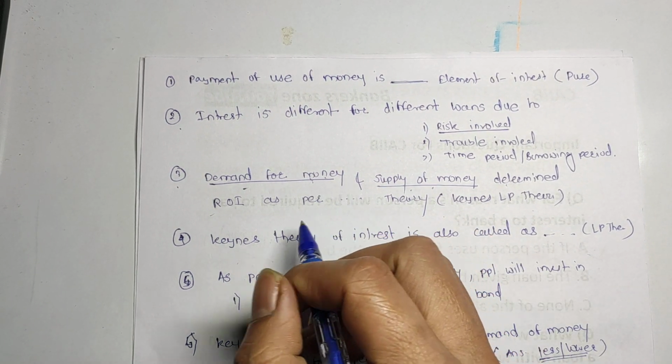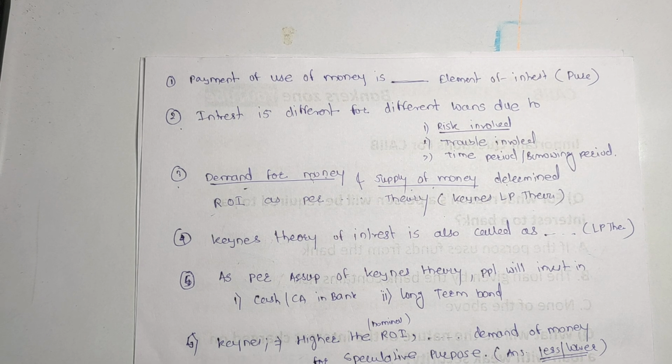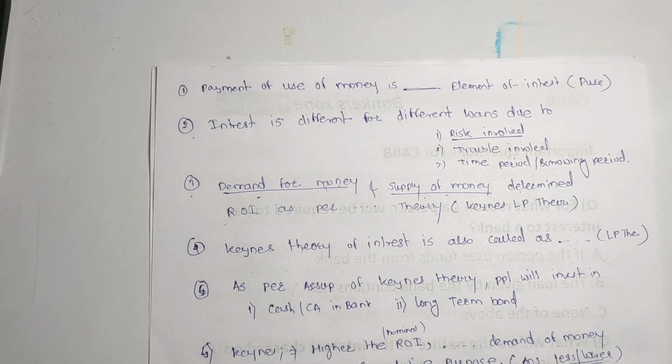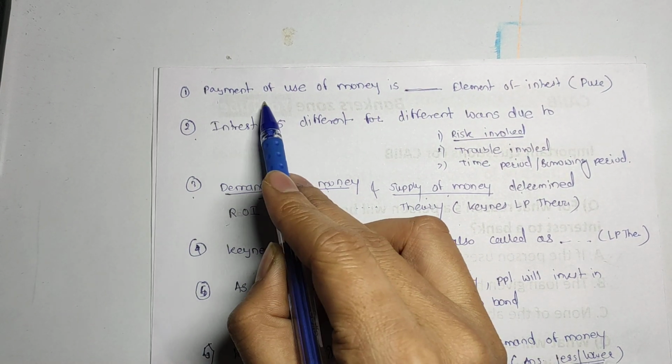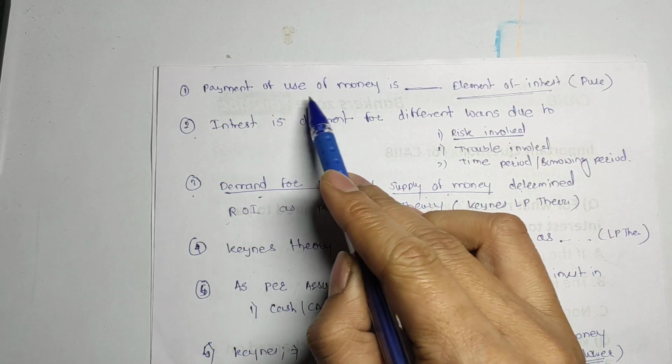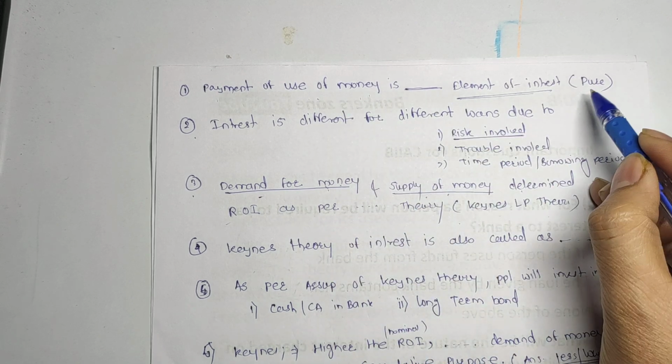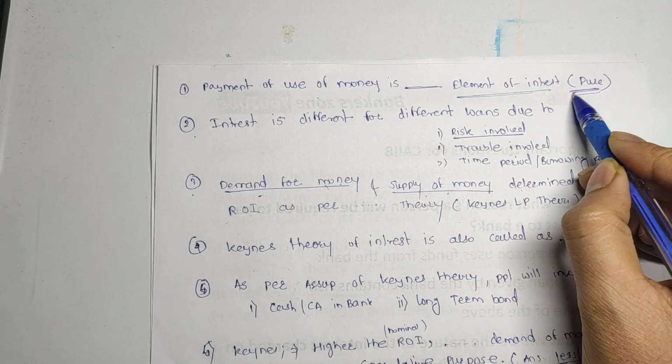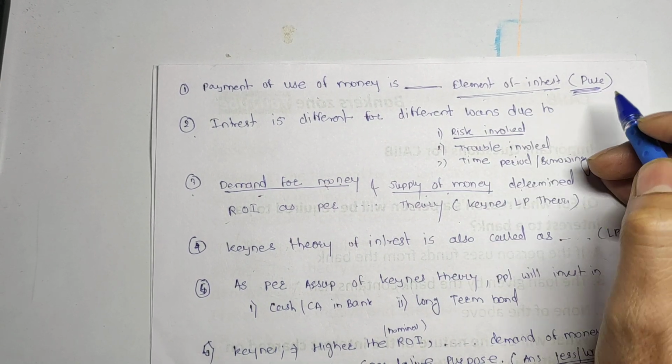Okay friends, we have to see some important bits. Ignore the doggy. See here: payment for use of money is the dash element of interest. Payment for use of money is nothing but the purest form of the element of interest.